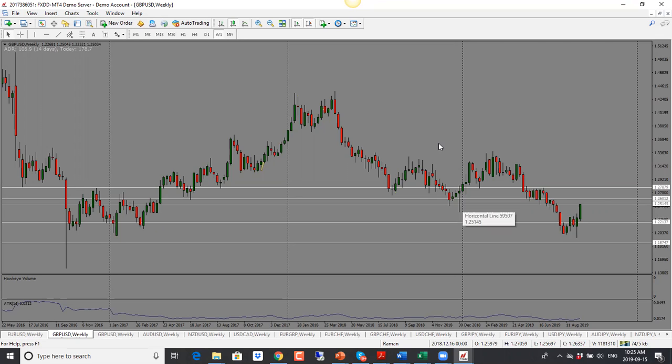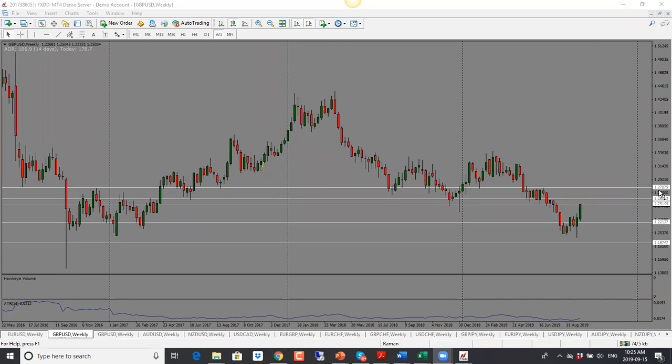With this one as well, though, we are into support resistance. So this is where we are, right into the support resistance level here. If price does not get through, then we are likely to see it come back down. But right now, this one looks more bullish than the euro does. So bias is bullish.